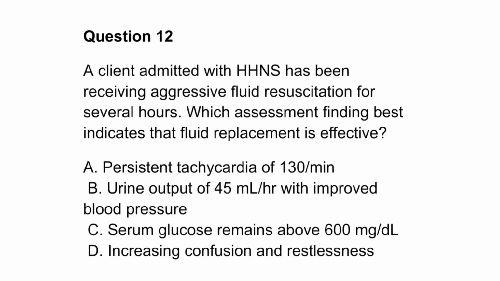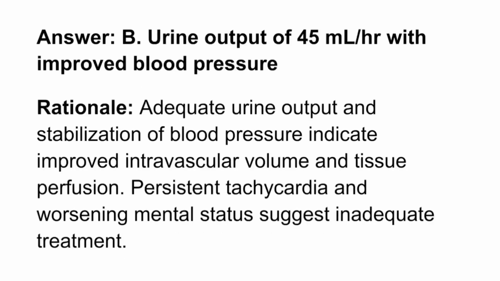Question 12. A client admitted with HHNS has been receiving aggressive fluid resuscitation for several hours. Which assessment finding best indicates that fluid replacement is effective? A. Persistent tachycardia of 130 per minute. B. Urine output of 45 milliliters per hour with improved blood pressure. C. Serum glucose remains above 600 milligrams per deciliter. D. Increasing confusion and restlessness. Answer: B. Urine output of 45 milliliters per hour with improved blood pressure.